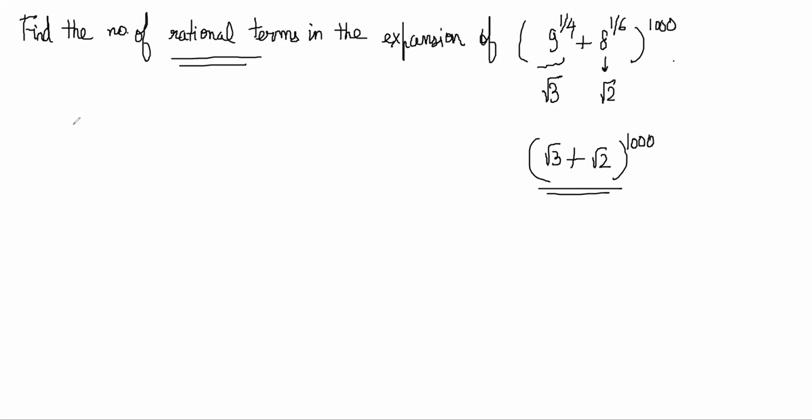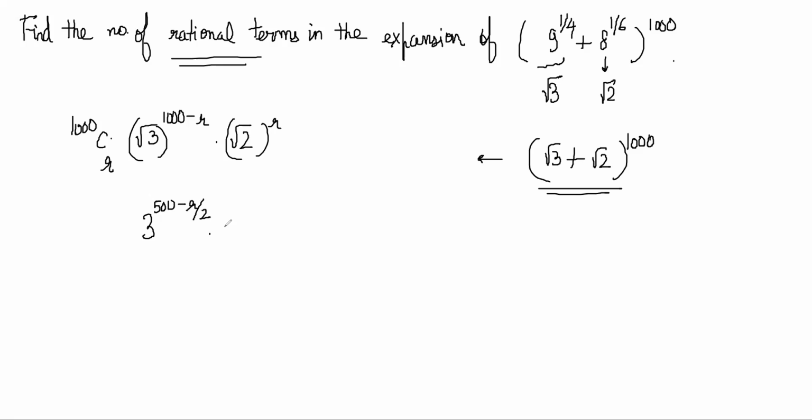So write any general term of this series, right? That would be 1000 CR root 3 to the power 1000 minus r and root 2 to the power r, right? So you get 3 to the power half, so it is 500 minus r by 2, and 2 to the power r by 2, and 1000 cr, right? That is any arbitrary term in this series, right? r can obviously go from 0 to 1000.